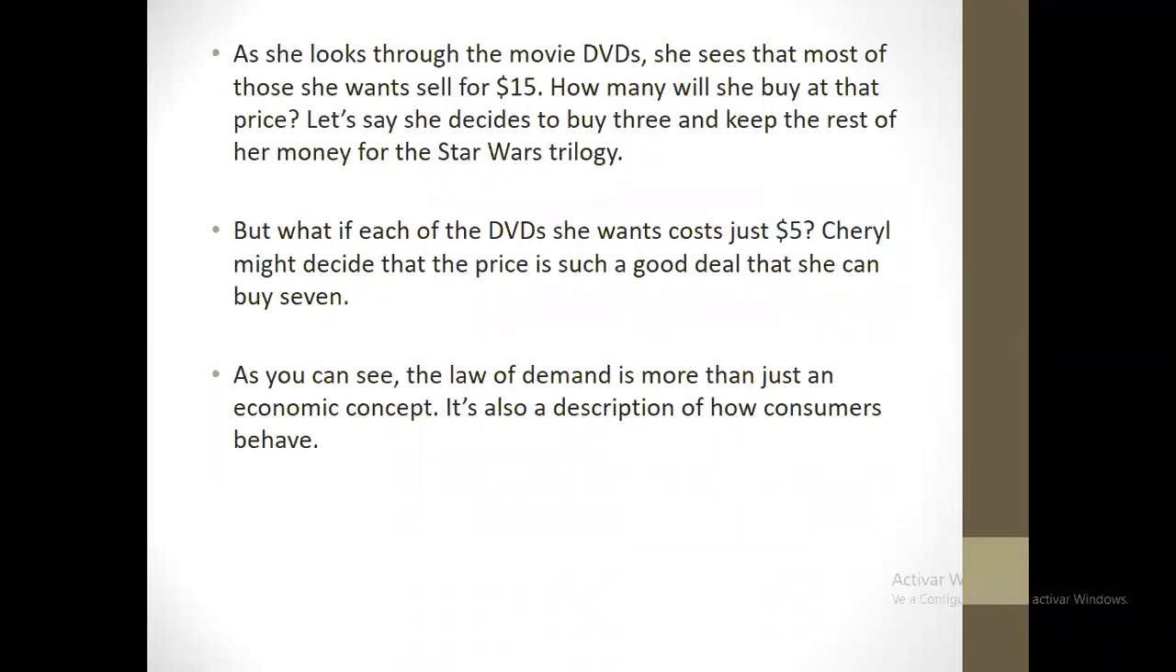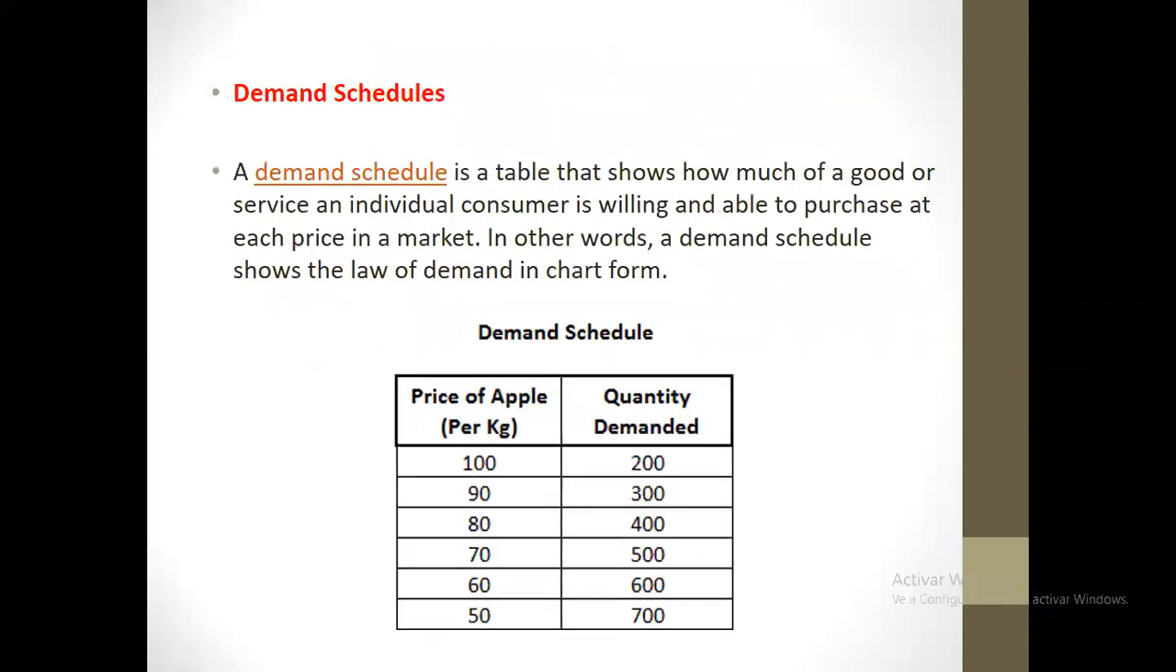It's also a description of how consumers behave. Now, another topic that we need to discuss in this chapter is the demand schedule. A demand schedule is the table that shows how much of a good or service an individual consumer is willing and able to purchase at each price in a market. In other words, a demand schedule shows the law of demand in chart form.